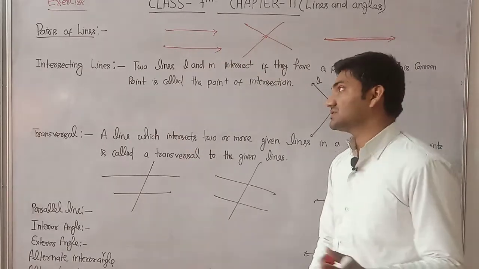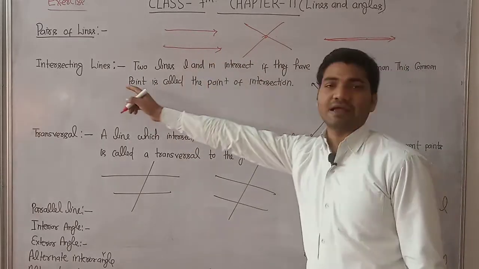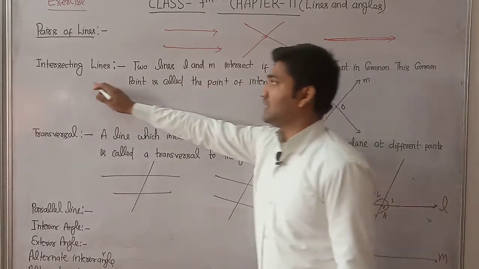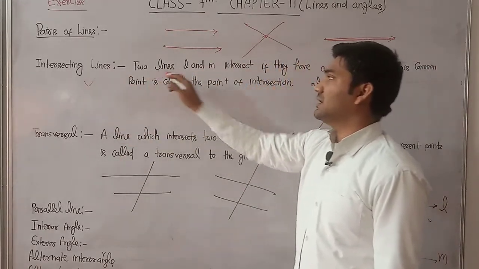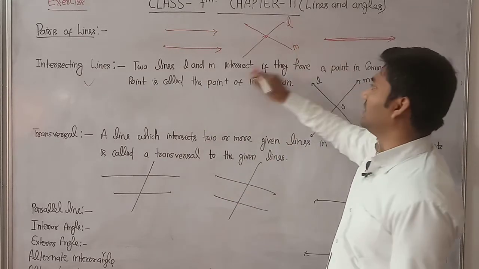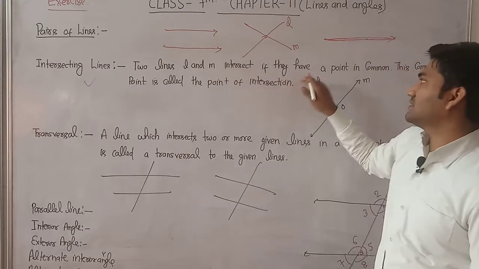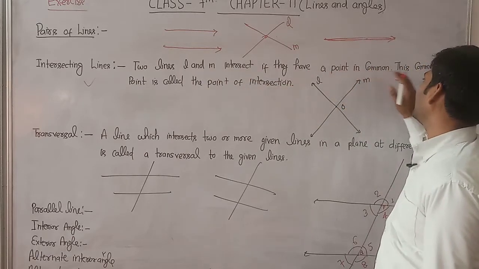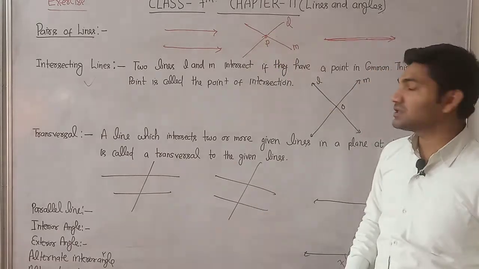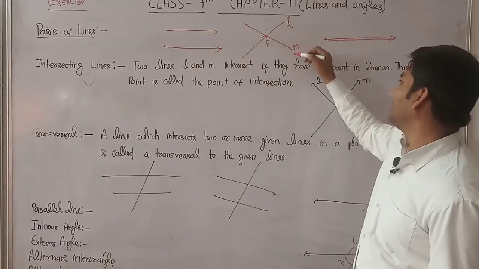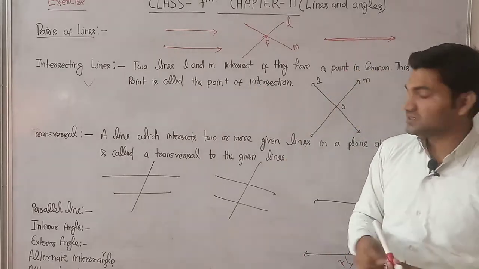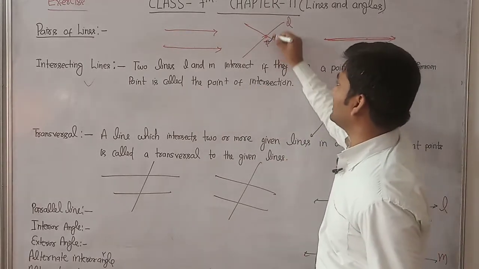Now first discuss the pairs of lines. First discuss the intersecting line. But how to define the intersecting line? Take two lines L and M, like this. This line is L, this line is M. L and M intersect if they have a point in common. This common point is called the point of intersection.